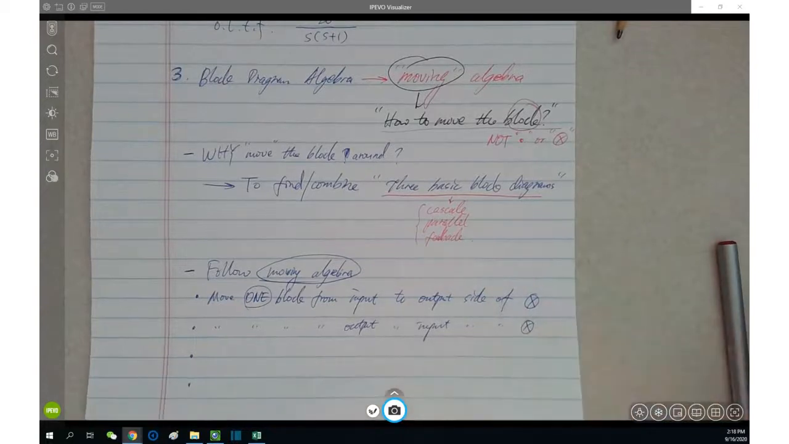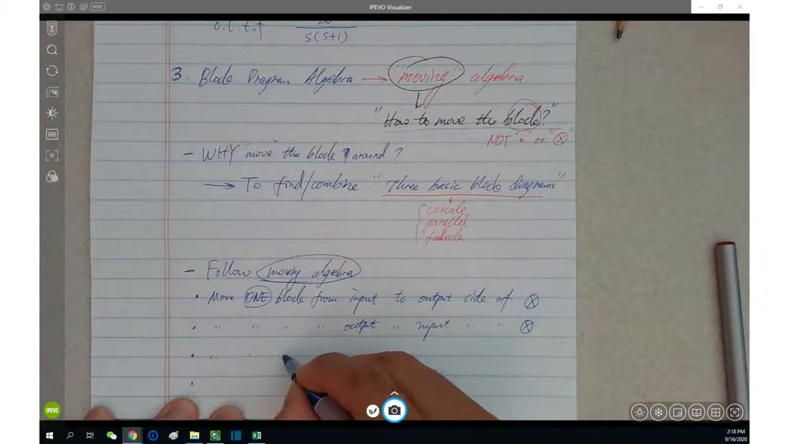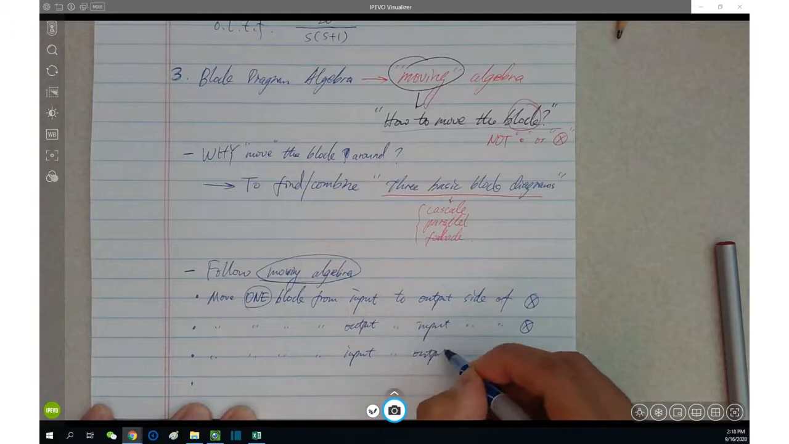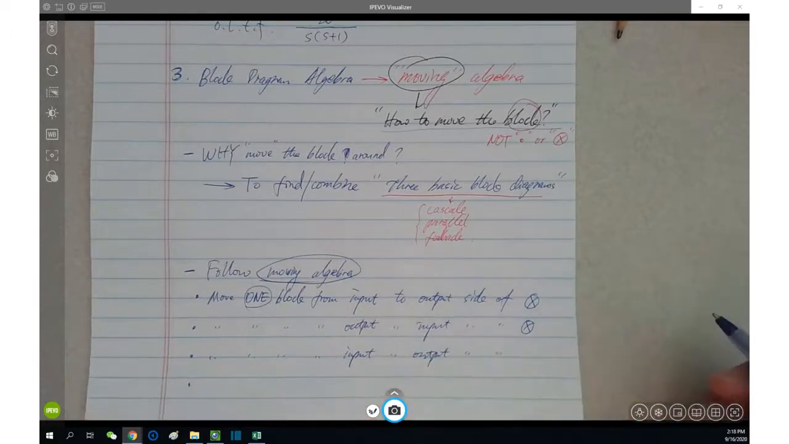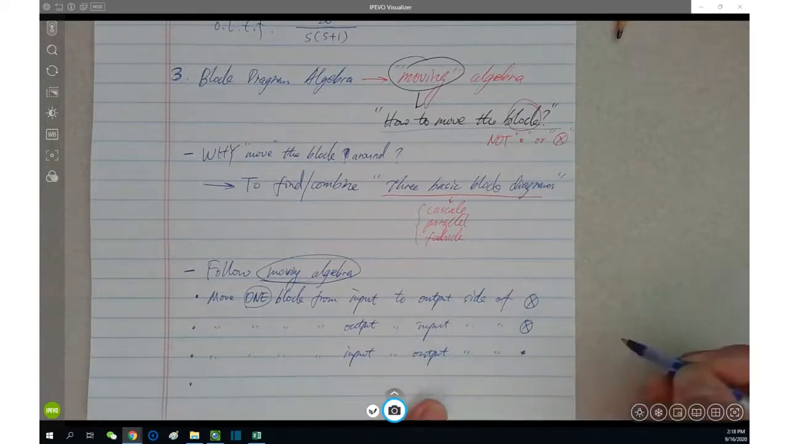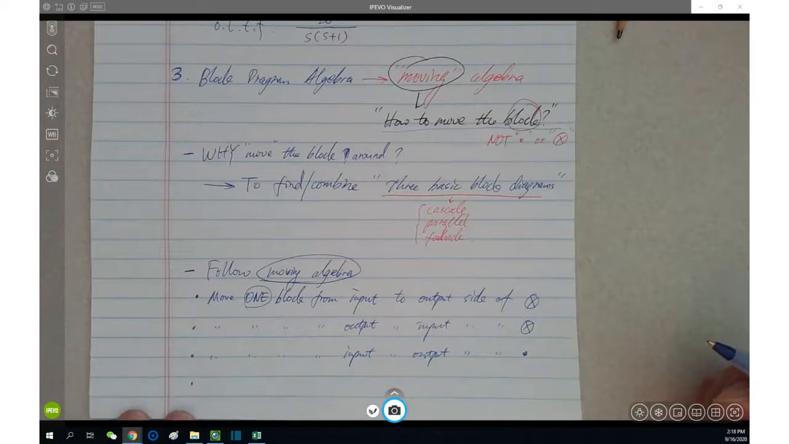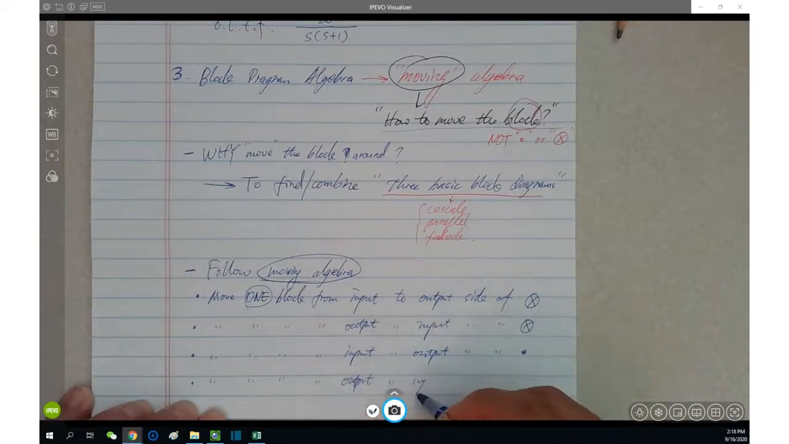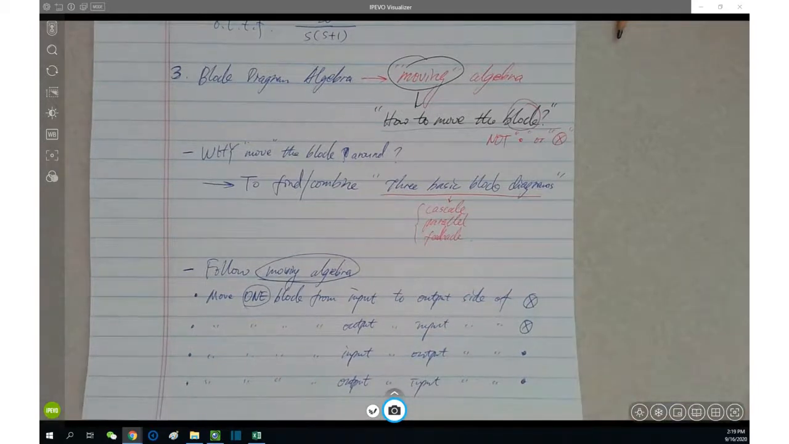Third one, move one block from input to output side of whom? Not difficult to guess, right? Pick-off point. And who is the last one? Following this pattern, you know easily. Move one block from the output to input side of pick-off point. Okay, we have four algorithms. Can't do anything other than these four.